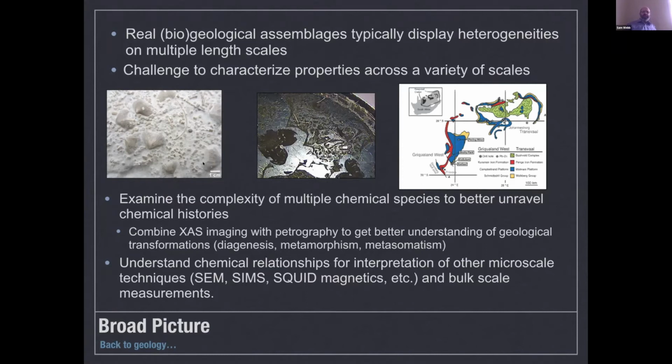We want to take things from these basin scale ideas and rocks that are taken from those into these thin sections on the micron scale, and examine the complexities of these samples to better unravel the chemical history of what's happened with sulfur in the geological timescale. Really, this is a combination of these XAS imaging techniques with standard petrography, and other techniques like SEM, SIMS, and magnetic techniques and bulk scale measurements, to get a broad picture of what's happening in these settings.